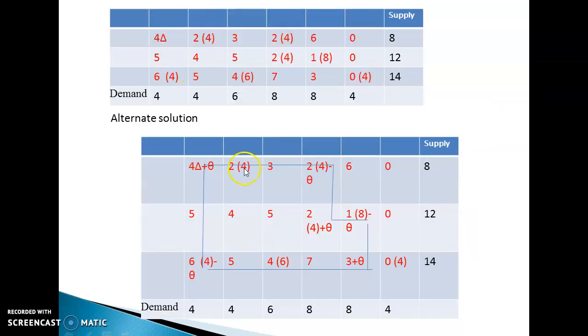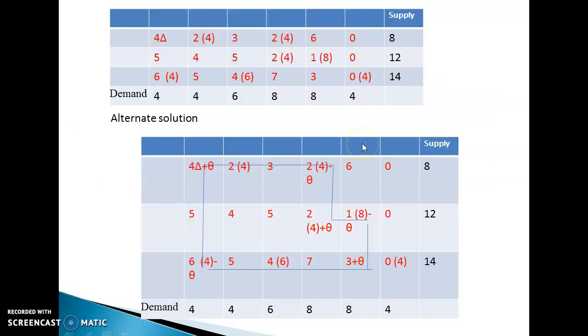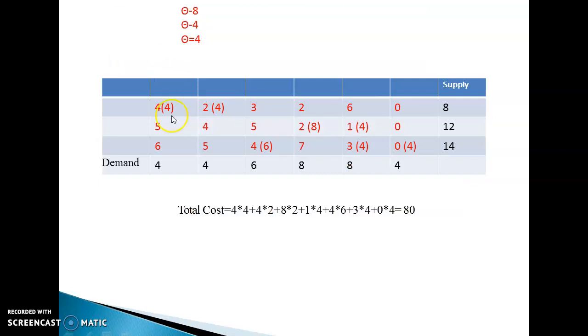Now I will be allotting this. So 4 will be allotted over here, plus 4, here minus 4, plus 4, minus 4, plus 4 and minus 4. If you allot 4 according to this rule, you get the new allotment like this. So this is a new allocation of the commodities.